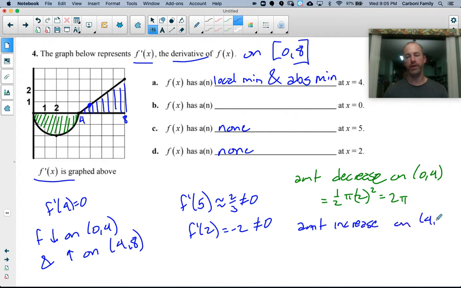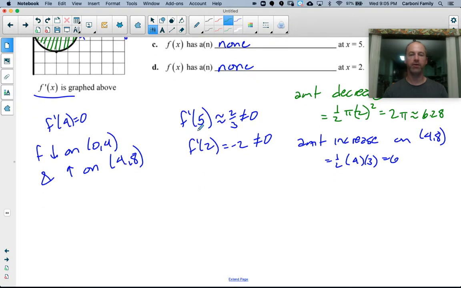on 4 to 8 is going to be the area of that triangle, which will be 1/2 the base, which is 4, and a height of 3, which is 6. So we decreased, whoa, what is that? So we decreased 2 pi, which is approximately 6.28, and we increased 6.